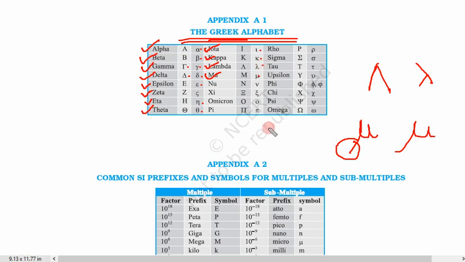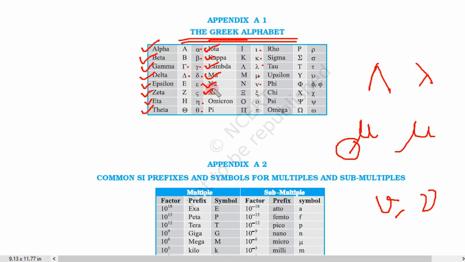This is also commonly used. Nu, again equivalent of N. Capital one is similar to N, smaller one is like V, but there is a difference. You have to make V like this and nu like this. There is a difference between V and nu. This is small v, this is nu.